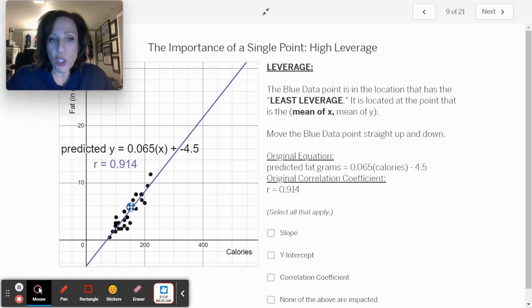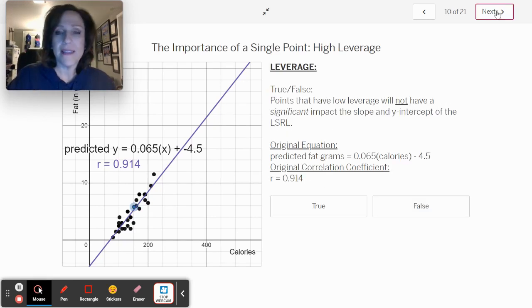So I want you to move that data point straight up and down and see what happens to that slope. You've got to be real careful. Move it exactly straight up and down and see what happens to the slope, how much it's changing. Is it way impacting it? Is the y-intercept changing very much? And then what's happening to that correlation coefficient? Again, I have the original values over here for reference. The idea is that the slope and the y-intercept didn't change too much, but the correlation did.